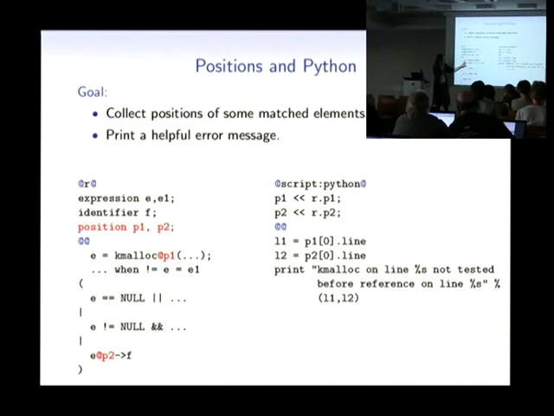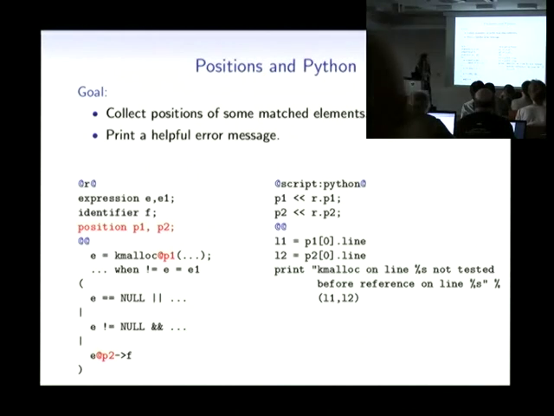So this rule here, it might match in 25 places. So we'll get 25 different sets of positions. And then this rule will be applied 25 times for those different positions. In the Python code, each position is an array of positions. You get the starting line, ending line, starting column, ending column, file name, and the name of the enclosing function. So you get a bunch of information.